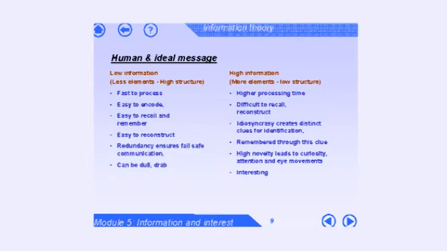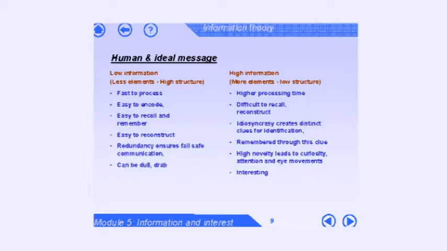Then idiosyncrasies create distinct. The interesting part about high information is that there are certain idiosyncratic things which happen which you remember, things like somebody walking up and down and ulta and things like that, which advertising people do. Then you remember through these clues, and there is a novelty that leads to curiosity. It also leads to catching eyes, and that's why now you're talking about eyeballs, how many eyeballs they're able to generate and things like that, and it's also interesting.